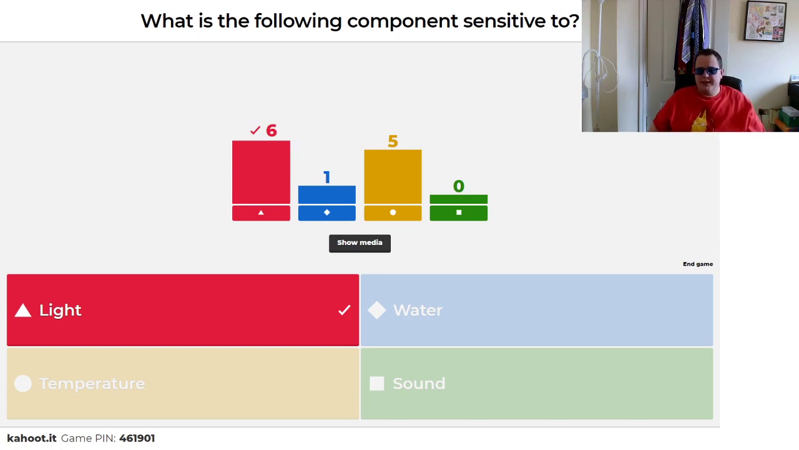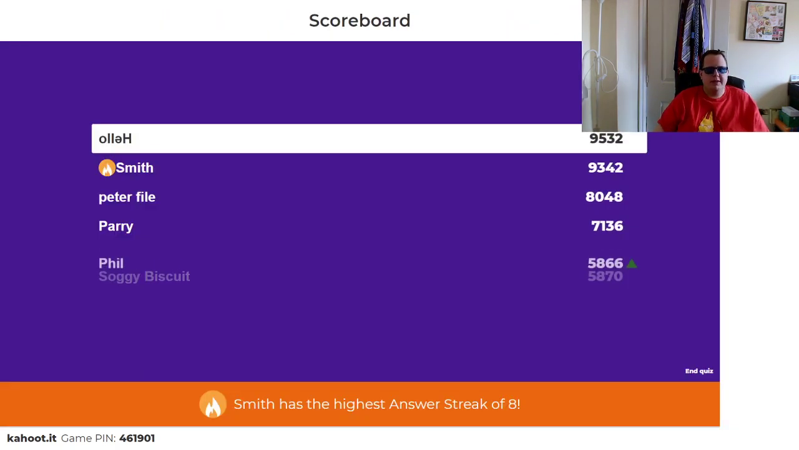So people I see have guessed whether it was an LDR or a thermistor. That is an LDR, light dependent resistor. So they are sensitive to light. The more light you shine on them, the lower their resistance. Okay, what's that done? So nothing to the top 3. Well done, guys. Phil is now into 5th place.